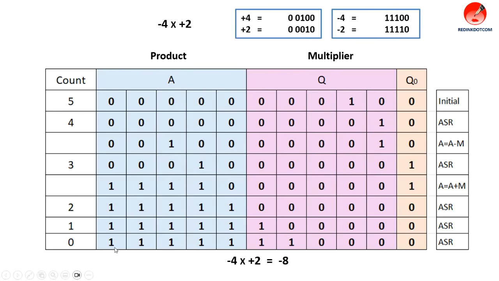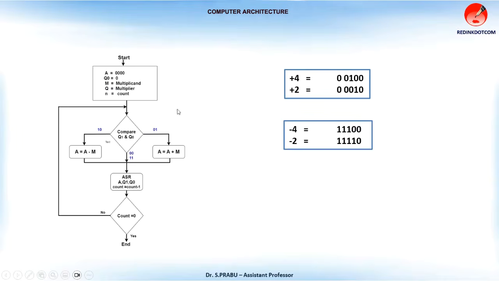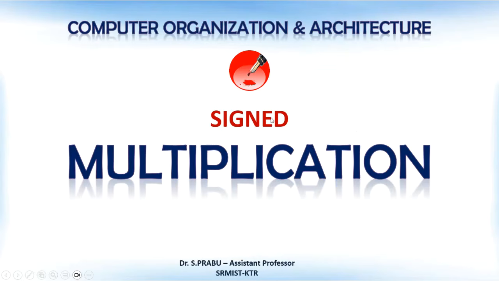So negative numbers means you want to find the exact value. You can find the 2's complement for this 10-digit number. If you are converting this number into 2's complement, you can get 8. So this number is nothing but minus 8. So for this signed multiplication, you should remember this flowchart as well as how to write the correct representation of positive and negative numbers. I hope you understand the signed multiplication process by Booth's algorithm.